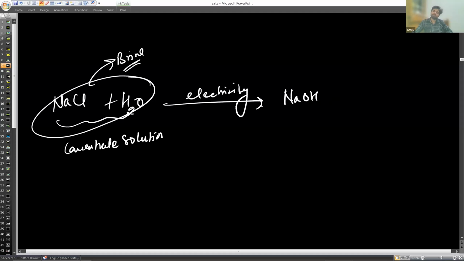When we pass electricity to it, it will give you NaOH plus chlorine gas plus hydrogen gas. So if I ask you, this is sodium hydroxide, this is formed here, this is chlorine gas, and this is hydrogen gas. How is chlorine gas prepared, how is hydrogen gas prepared? Let me explain.